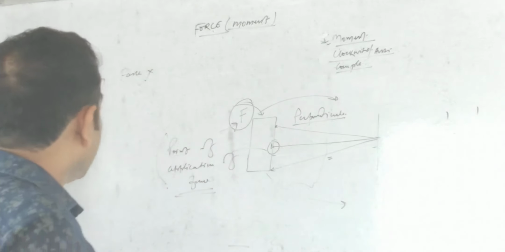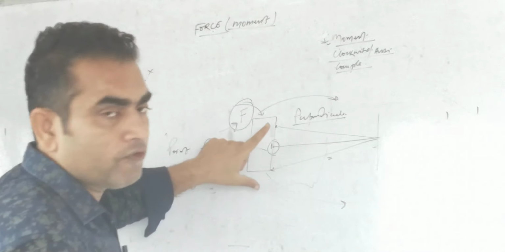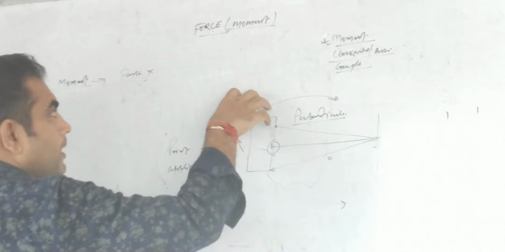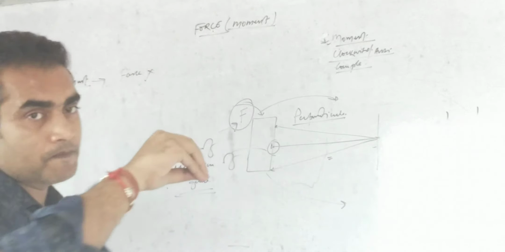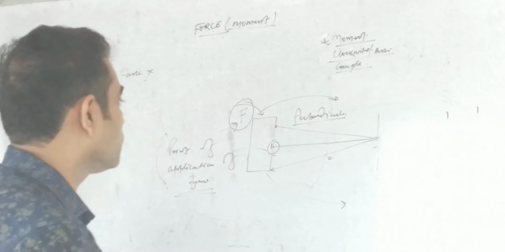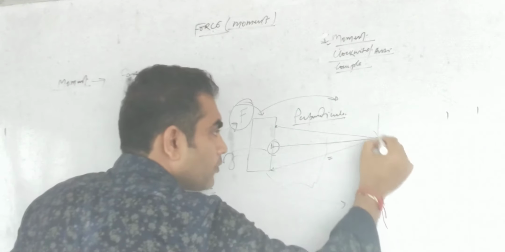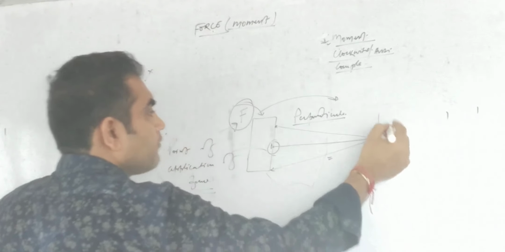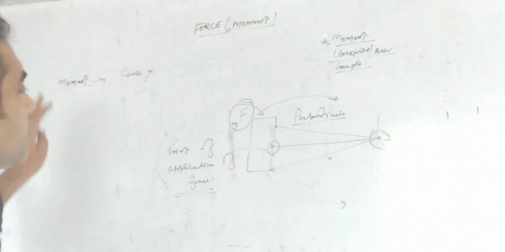So we have the terms. See, moment is the product of force and the perpendicular distance, and the distance is measured from the point of application of the force to the axis of rotation where the object is being rotated. So that is said to be the moment of force.